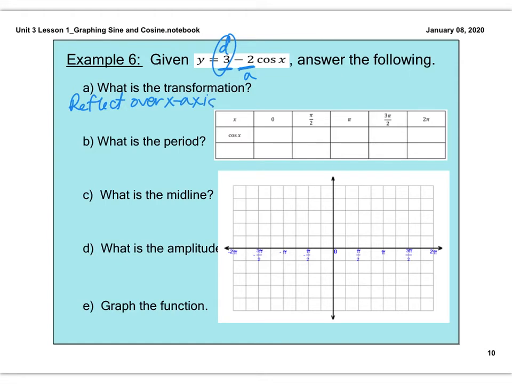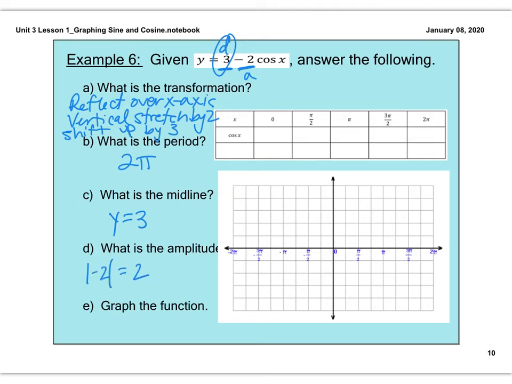The 2 is going to tell us to have a vertical stretch of 2, or by 2, scale factor of 2. And then that 3 is going to be a vertical shift. So we're going to shift up by 3 units. The period is still going to be 2 pi. The midline has shifted. We have shifted up 3, so it's going to be at y equals 3. And the amplitude has changed. We take the absolute value of negative 2, which is 2.